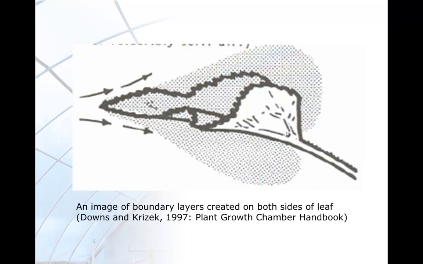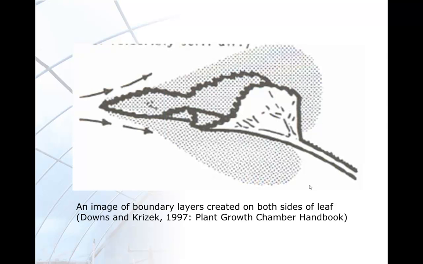And actual development of boundary layer is not uniform. It depends on the size of the leaf, and also on the air circulation around the leaf, and on the surface structure of the leaf.